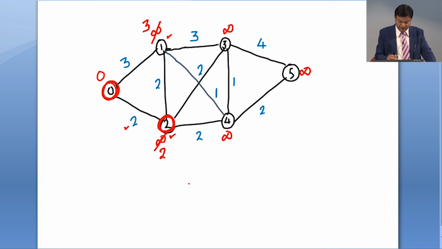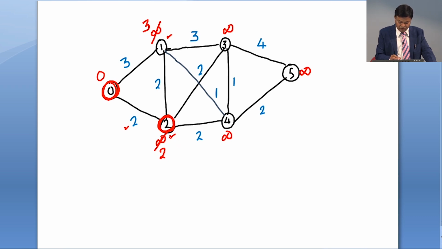What are the nodes which are directly connected from 2? See, 0 is already processed, so 0 we are not going to consider. From 2 I can directly go to 1. Now cost up to 2 is 2. If I go to 1 from 2, then 2 more will be added. So the total distance will be 4, which is greater than 3. So I am not going to replace 3 by 4.